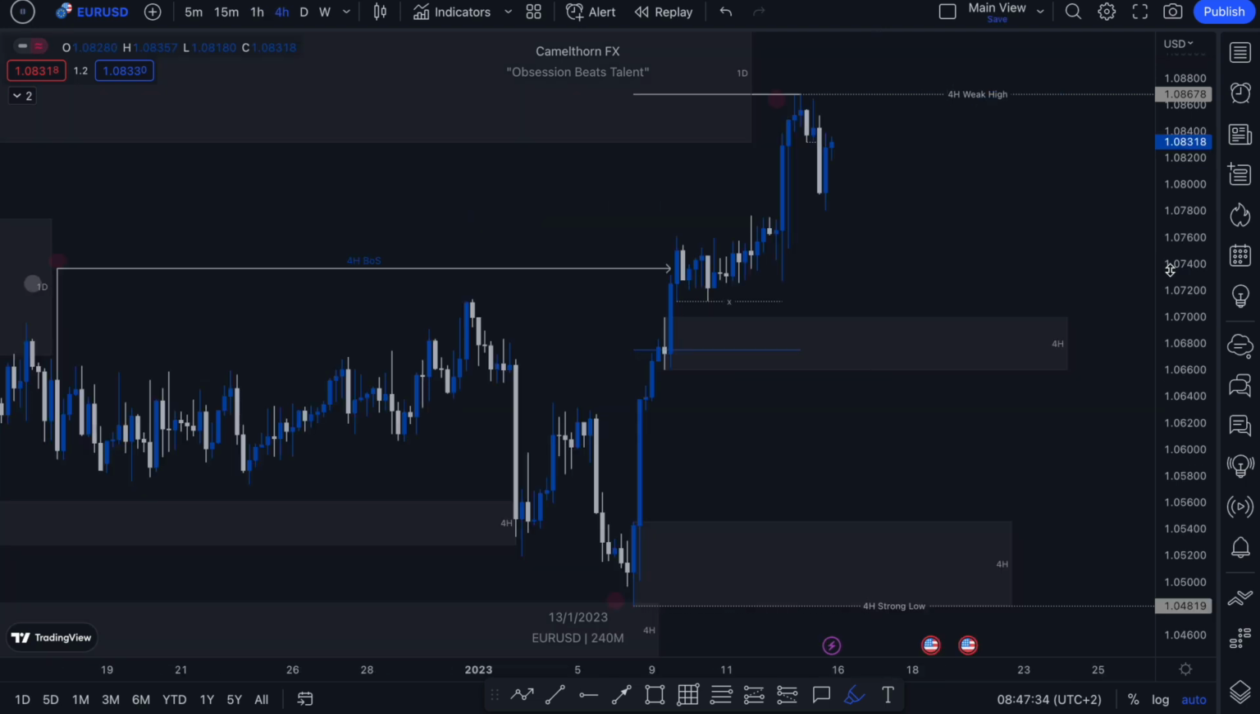All right, so there's definitely an interesting situation currently playing out on Euro USD, and we want to make sure that we're in a position to capitalize on any opportunities that the market provides us going into the remainder of January.